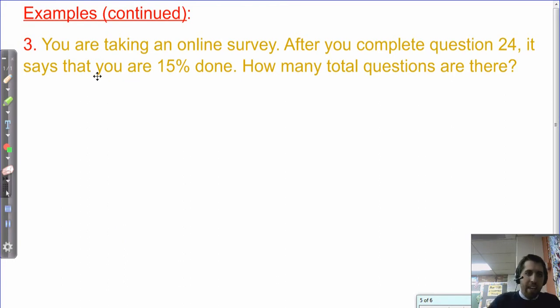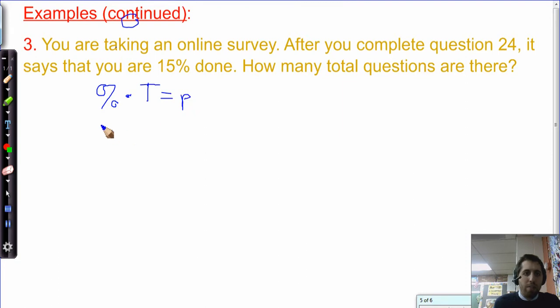Same exact equation. Percentage times total, percentage in decimal form, times total equals the part. What do we have? We have 15%. So 15% times our total. Do we know what the total is? It's asking for the total, so we don't know what that is. Times the total equals the part. And the part we have is we're on question 24.